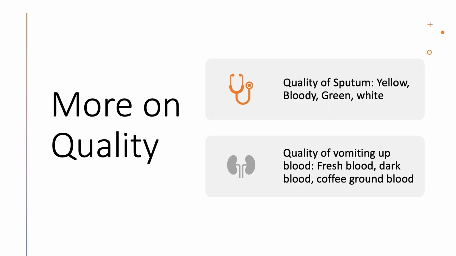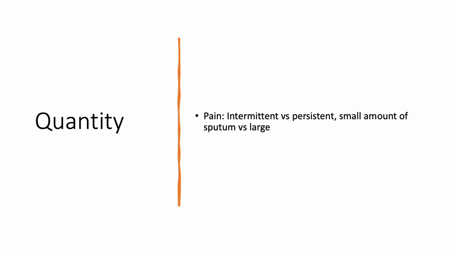More on the quality, for example, you want to say sputum. Is this sputum yellow, bloody, green, white? This is quality. We will talk about more based on the symptoms, but think about it, every symptom has a quality. Quality of vomiting. Does it contain blood? Is it fresh blood? Is it dark blood? Is it coffee ground blood? These are the qualities. You explain the symptoms. This is called quality.